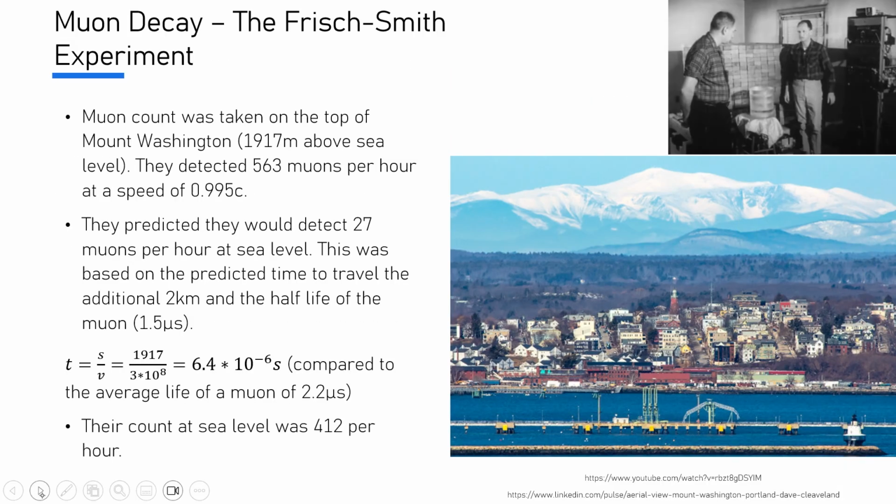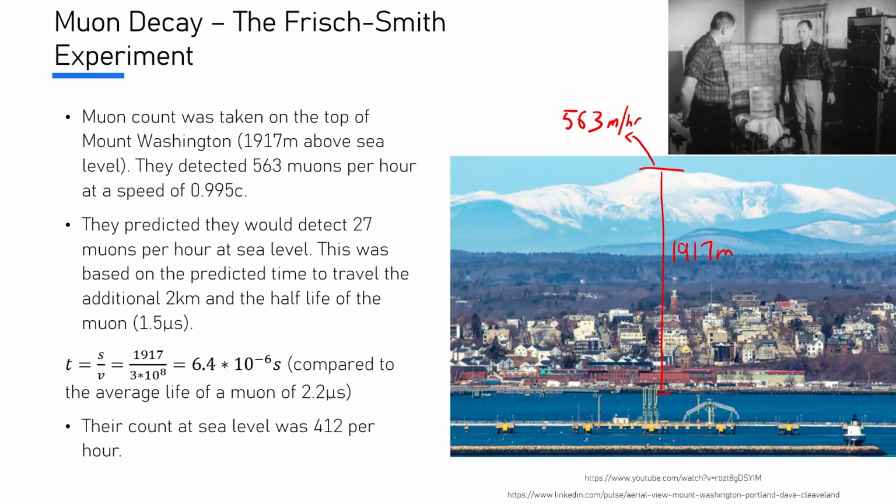So in comes the Frisch-Smith experiment. Essentially, these two scientists took a muon count on the top of Mount Washington, which is in New Hampshire, and the peak is about 1,917 meters above sea level. We can see it in the picture over here. And at the peak, they found that they could detect within the space of an hour, on average, 563 muons. And that these muons are traveling at the speed of 0.995 the speed of light, which again, based on our estimate, means they should really only be traveling about 600 to 650 meters. So how they were traveling for kilometers and kilometers is a little bit odd.